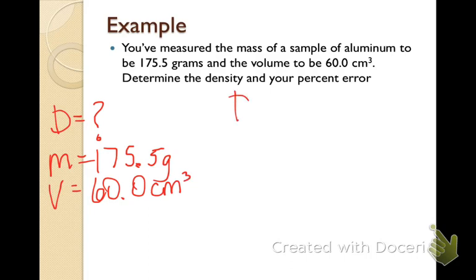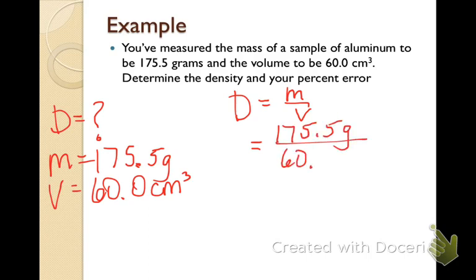So let's plug this in. D is equal to M over V. So it's 175.5 grams over 60.0 centimeters cubed. And for the density itself, we want to make sure that we have that in proper sig figs. So the calculator would have given you 2.925. Hopefully you calculated that out as well.